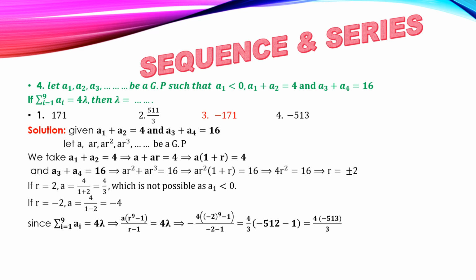Now 513 divided by 3, that value is 171. So here already minus, having this value. So that is 4 into minus 171. Now which is equal to 4 lambda. Already the sum of the first 9 terms is 4 lambda, given in the problem. So comparing these two values, then lambda equals minus 171. So this is the answer, which is in option 3. So this is the solution for this problem.